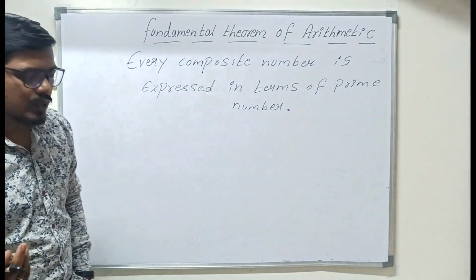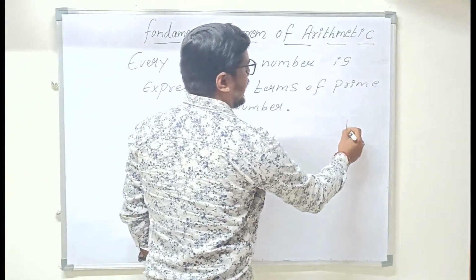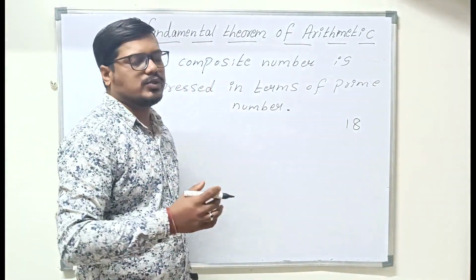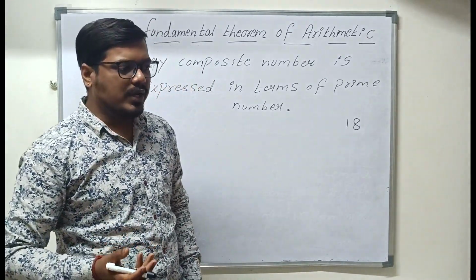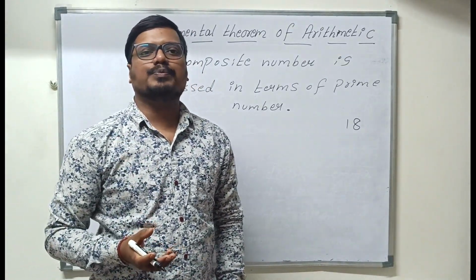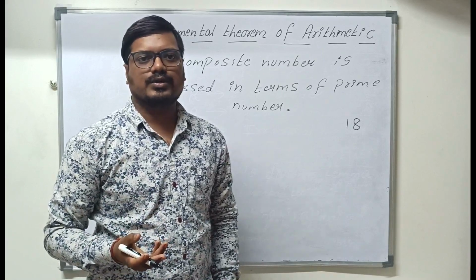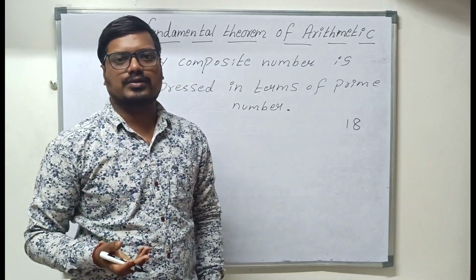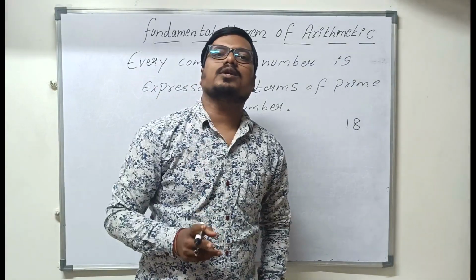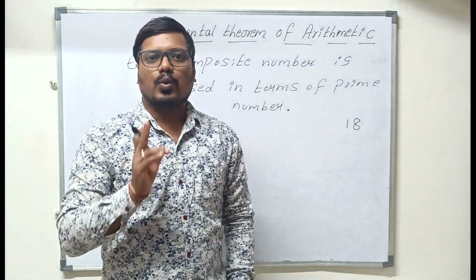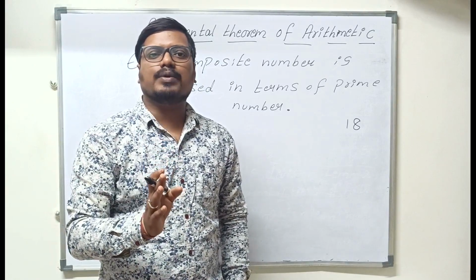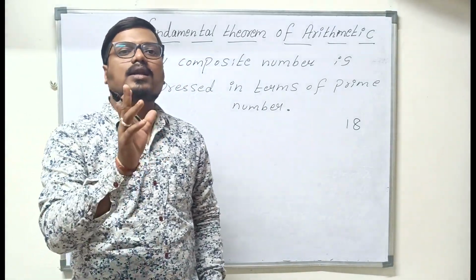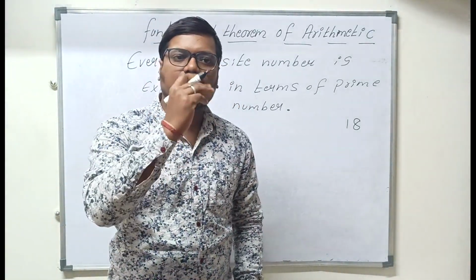Let me give you an example so that you will understand in a proper way. Let us take 18. I am taking small numbers. 18 is a composite number, right? What is the meaning of a composite number? Composite numbers have more than 2 factors, meaning whenever you divide that number you get more than 2 factors. Prime numbers have exactly 2 factors, that is 1 and itself.